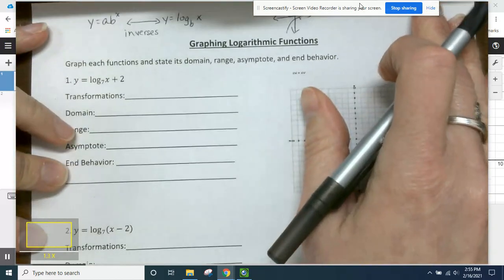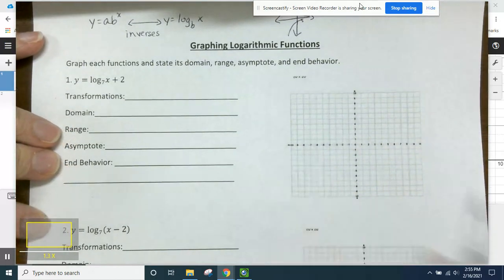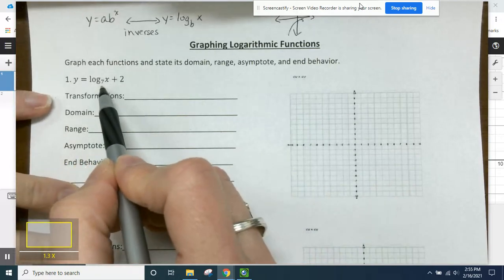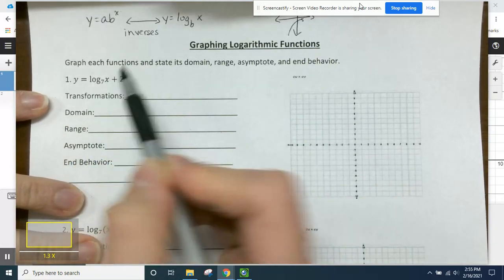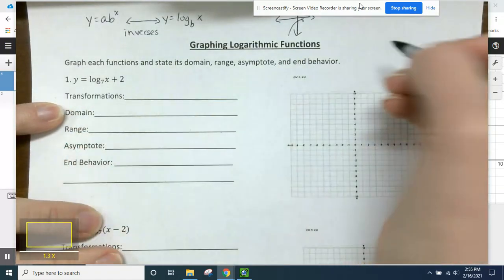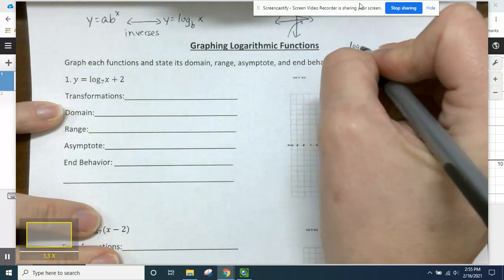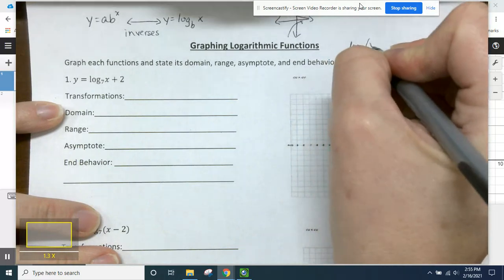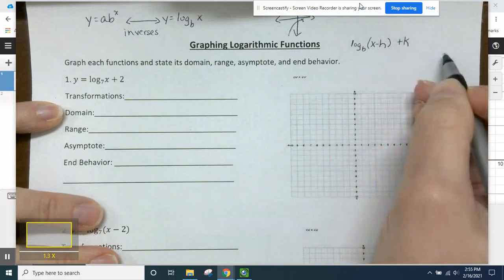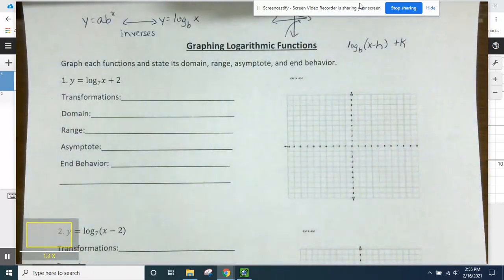All right, so I'm going to graph a couple, and then I'm going to let you try one and see how you do. All right, y equals log base 7 of x plus 2. Now, the first thing I want to talk to you about are transformations. So let's do log base b, and I'm going to put x minus h plus k. That minus h plus k should be getting to where it's pretty familiar to you by now, okay?